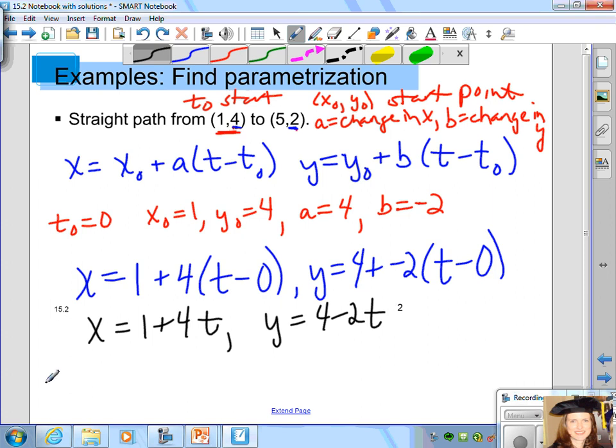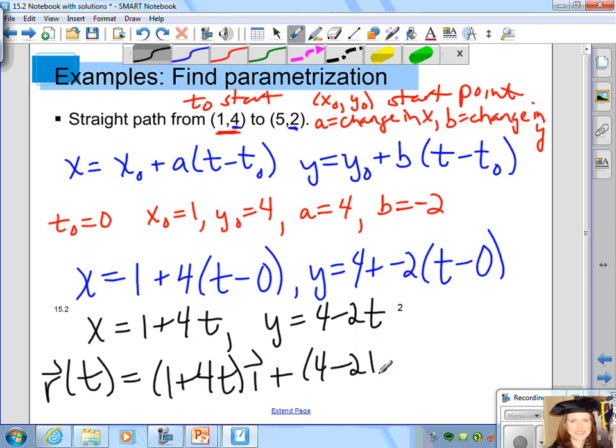Write it as a vector valued function: r of t is equal to your x of t i, which is 1 plus 4t, i, plus your y of t j, that's 4 minus 2t, j. And then when you use this technique, the time interval is always one change of time beginning at your t sub 0. So your t interval is going from 0 to 1. It's always going to be one change in time, a unit of time.